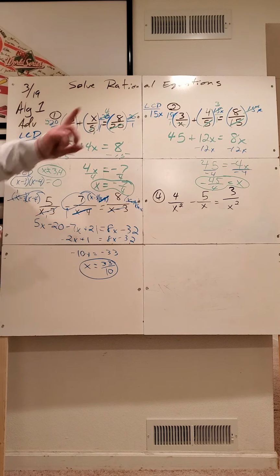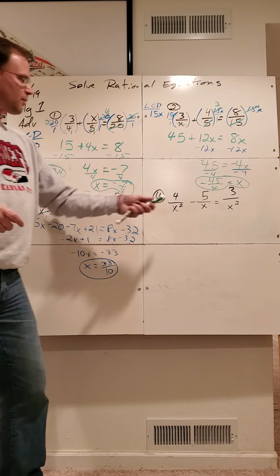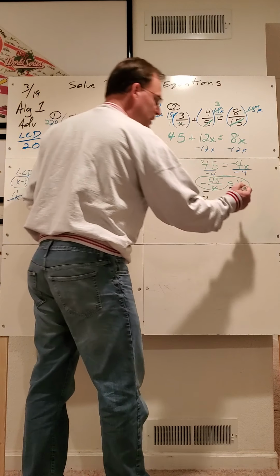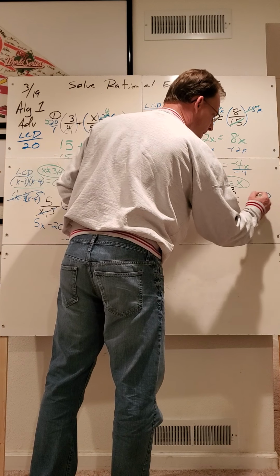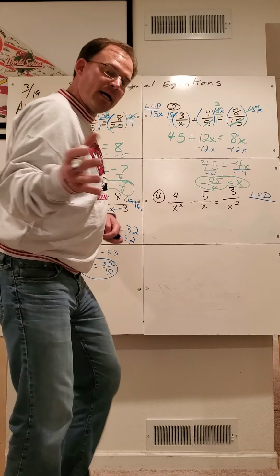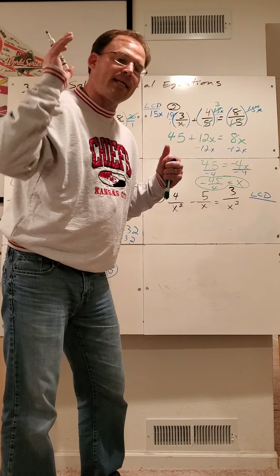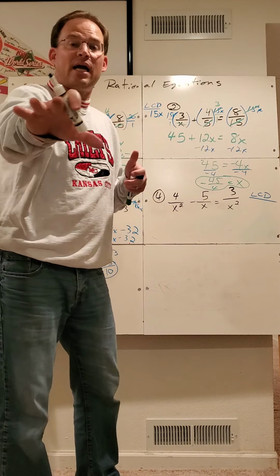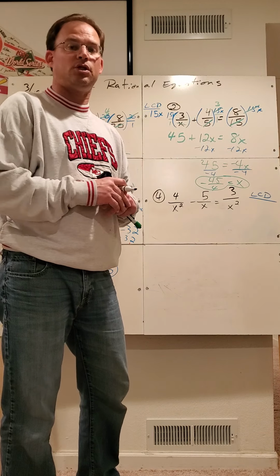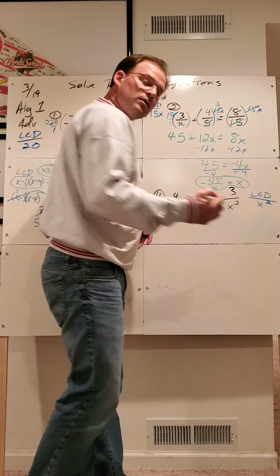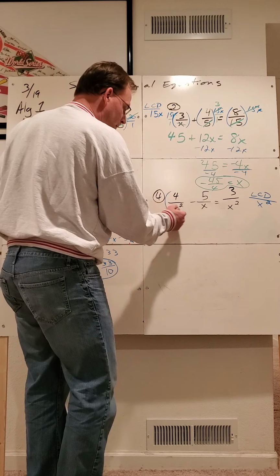There we go. I'll throw one more at you. Number 4. Again, same process. Find your LCD. I got an x squared and an x. Again, flashback to last unit. We take the highest exponent on what they have in common. Actually, not even in common. On any variables that show up, we take the highest exponent. So my LCD is x squared.